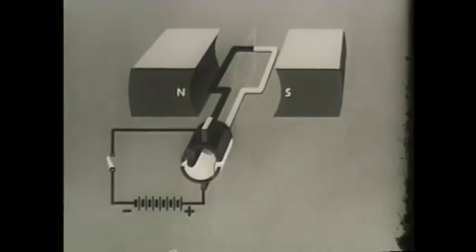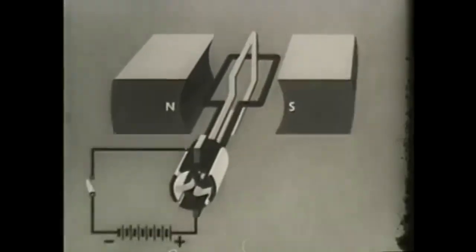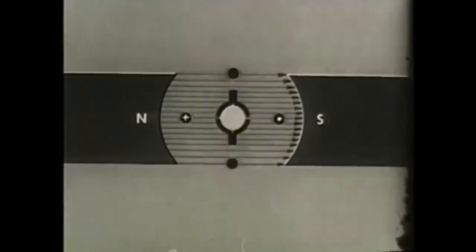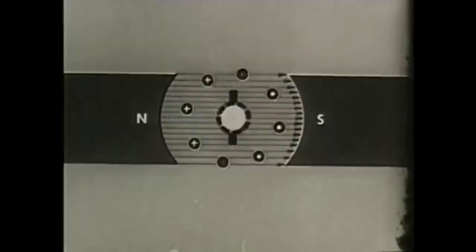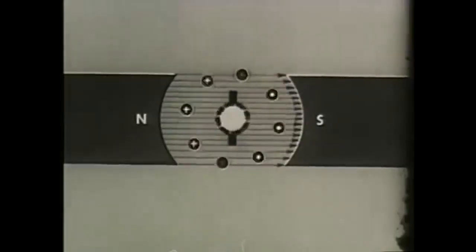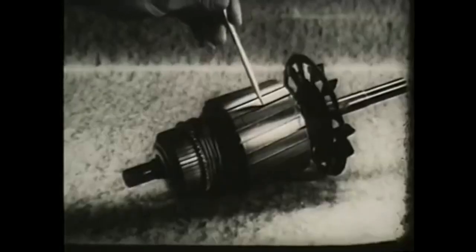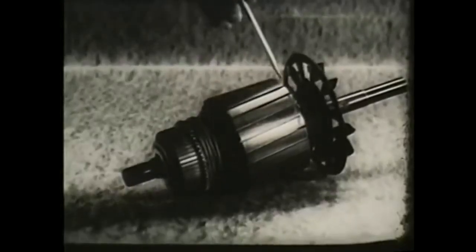Adding another loop and two commutator segments ensures that at no time will balancing forces cancel each other out. With this setup, there will be motion at all times. As one commutator segment is moved away from the brushes, another now takes its place and the movement continues. The greater the number of loops in the armature, the smoother its motion. For this reason, rotors in practical DC motors have many loops.